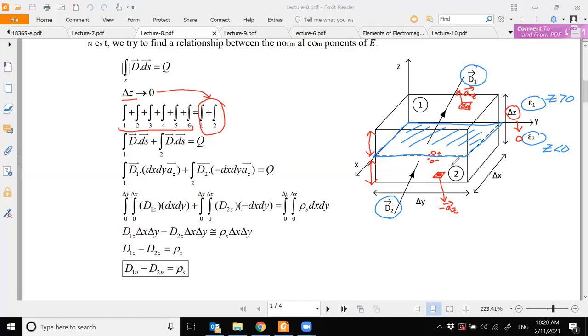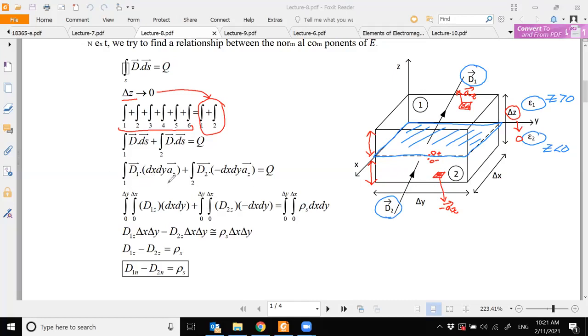For an open surface, there is no such rule. The unit normal can be either going up or going down; both are correct. But for a closed surface, it will always be outwards. So that's why here you have minus aZ is equal to Q.